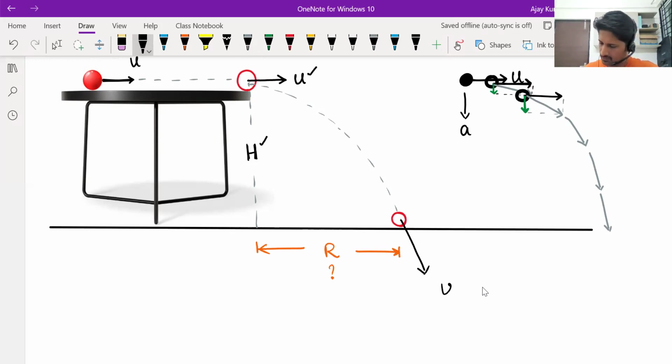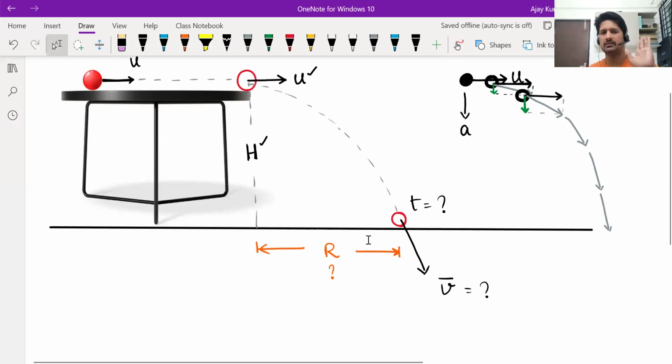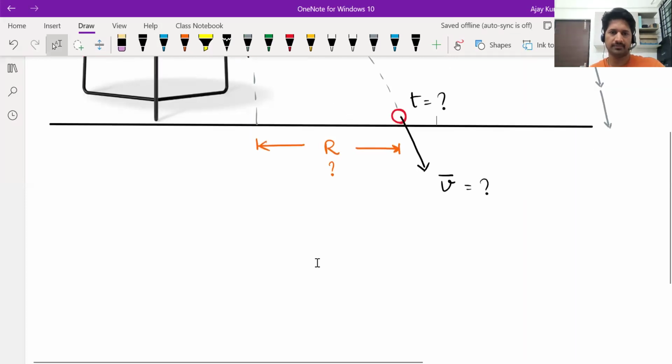Okay, with what velocity it moves, we can tell. I mean, we can calculate. There are a lot of other things. We can find out the time it takes to fall. And a few more questions I will tell you later. Let us start solving this part first.